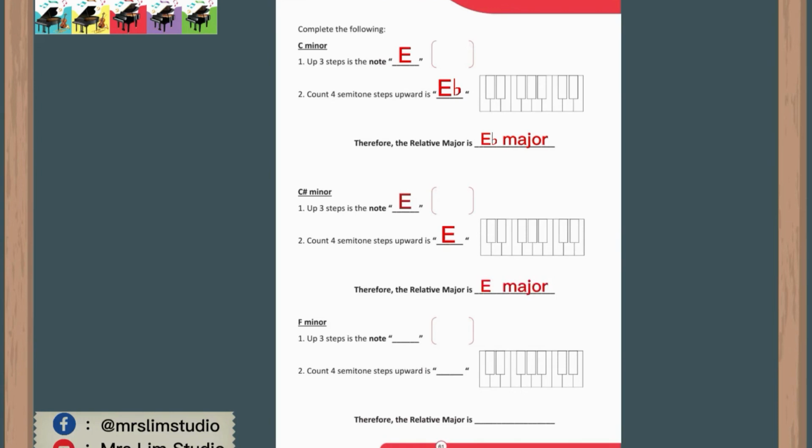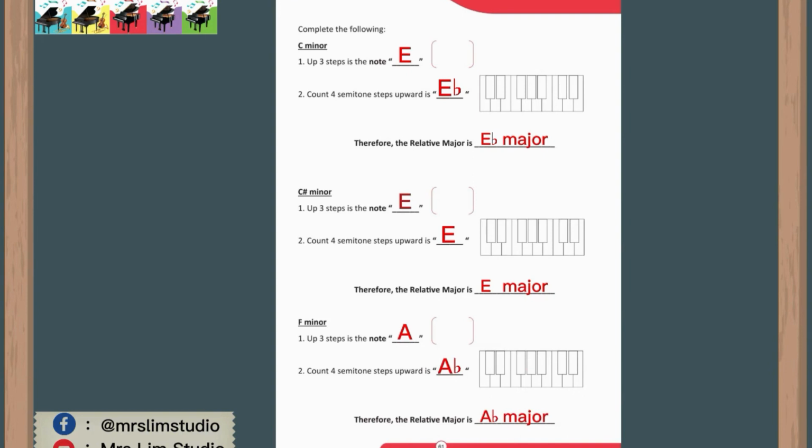For the last example, we are given an F minor. Counting up 3 steps: F, G, A, we know the new note is A. Then we count up 4 semitone steps. Again, refer to the keyboard. We start from F and count 1, 2, 3, 4. The answer lands on A flat, and so the relative major key is A flat major.